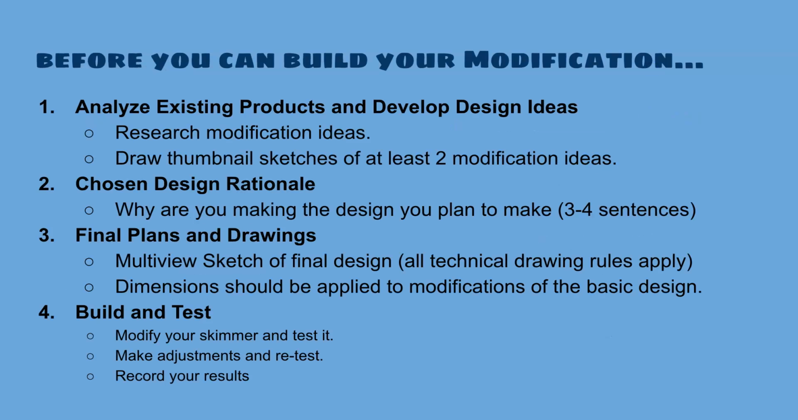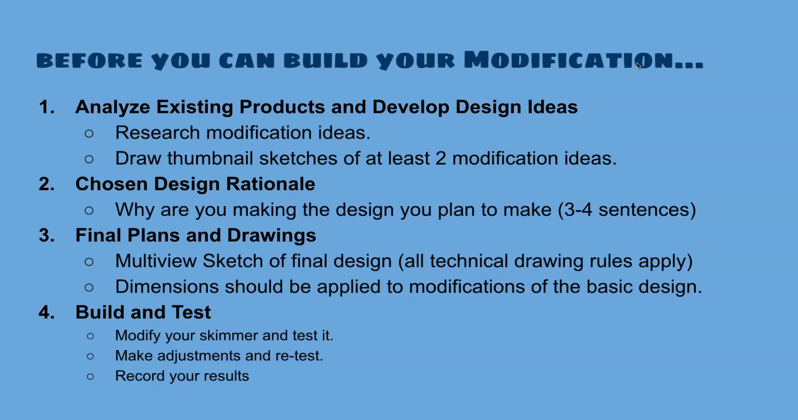Here's the process of this module. Okay, so before you can begin making your modifications, I know you just want to jump in and start cutting things off of it or adding things to it because you probably have a few ideas already. All right, but we're going to go through part of the design process to get there. So we're going to start with analyzing existing products and developing some design ideas. All right, you're going to research some modification ideas, and then you're going to draw up at least 2 thumbnail sketches of ideas that you might want to try.